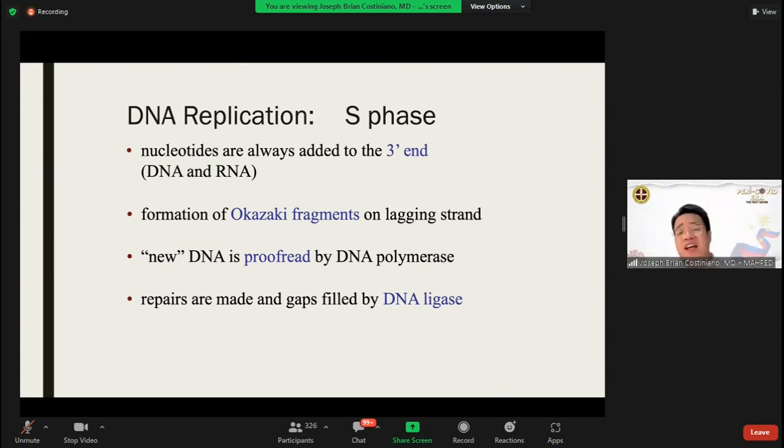Just take note of these generalities. Kasi ito, generalities na lang yung mga binibigay kong points. When you talk about adding nucleotides, either be it in DNA or RNA, just remember that your nucleotides are always added at the 3' end. Kasi di ba 3' and 5' yan? 3' and 5' end. So nucleotides are always added to the 3' end, either be DNA or RNA. And your Okazaki fragments are formed in your lagging strand.